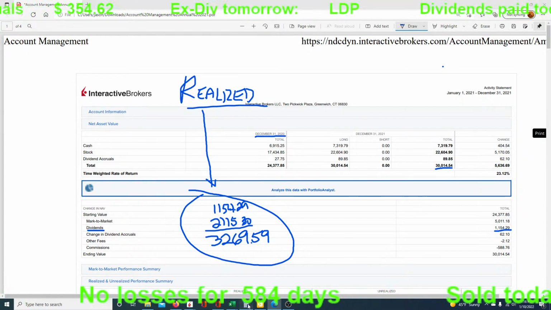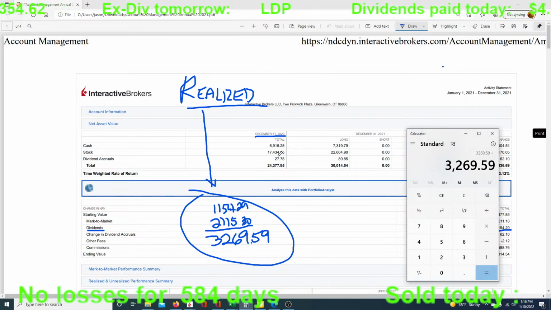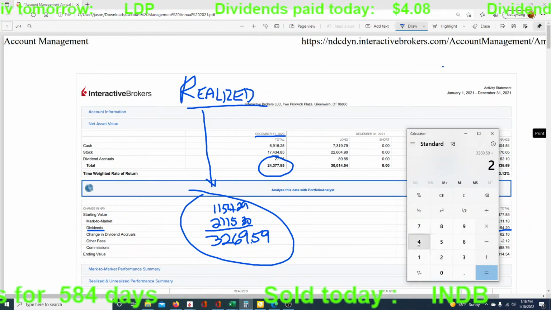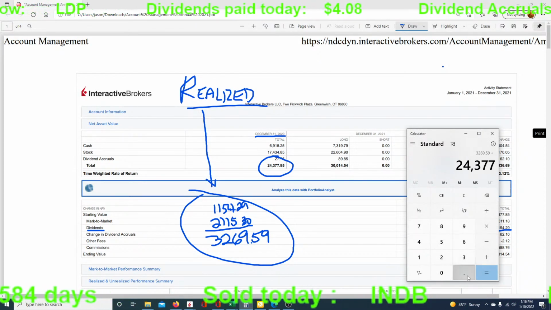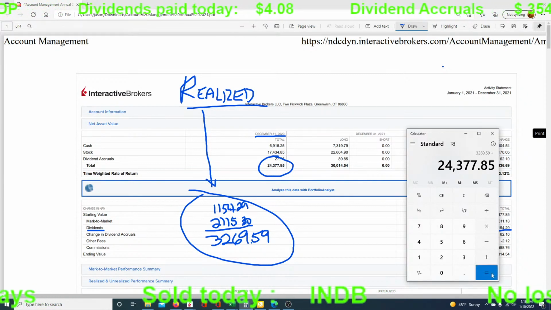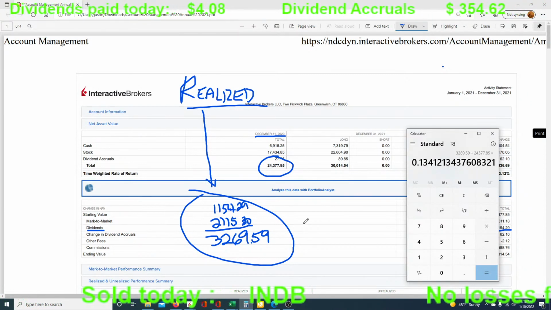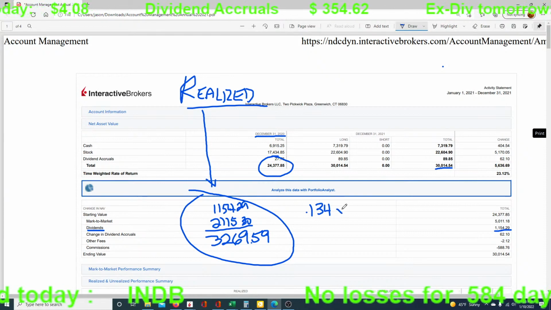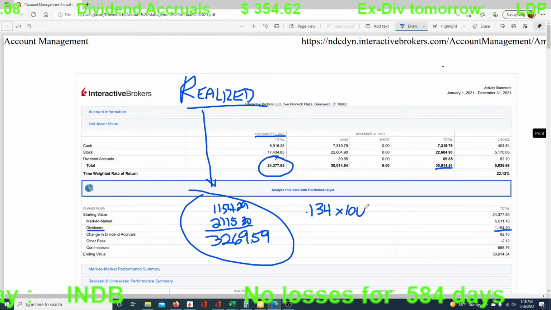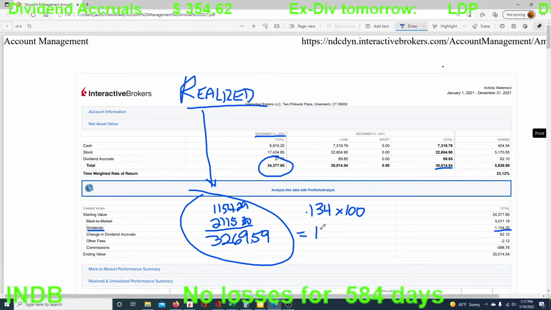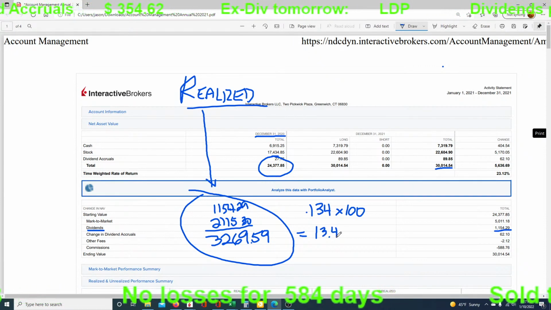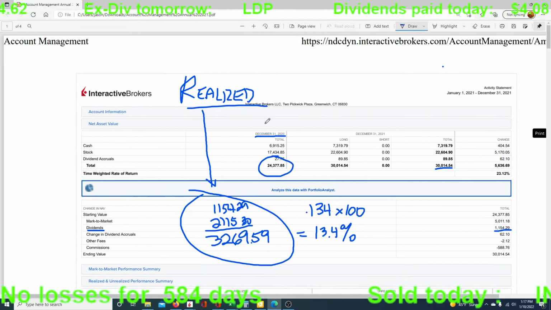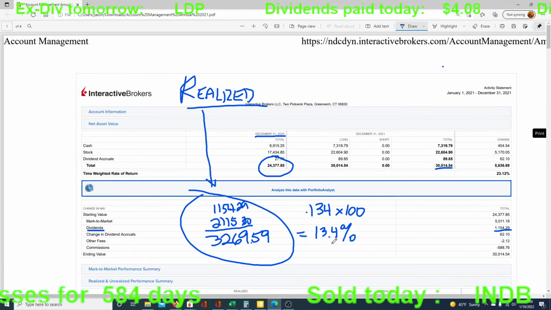So we take that number and divide it by what we started with, 24,377.85. That comes to 0.134. Multiply by 100 equals 13.4%. That's our realized gain, combining each month and adding them all up.